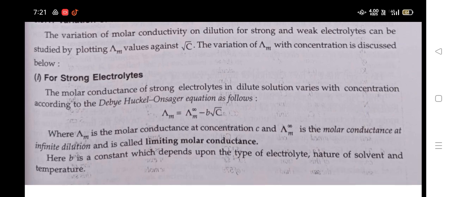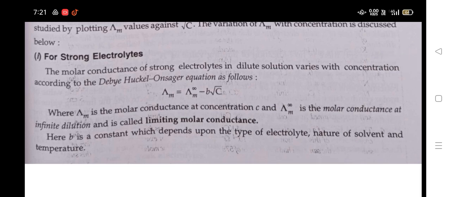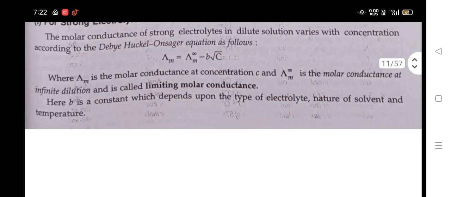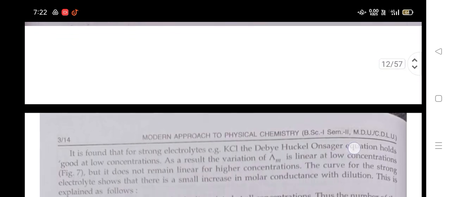First, for strong electrolytes. The molar conductance of strong electrolytes in dilute solution varies with concentration according to the Debye-Huckel-Onsager equation as follows. Lambda m is equal to lambda m infinite minus b root c, where lambda m is the molar conductance at concentration C and lambda m infinite is the molar conductance at infinite dilution, called limiting molar conductance. Here b is a constant which depends upon the type of electrolyte, nature of solvent and temperature.